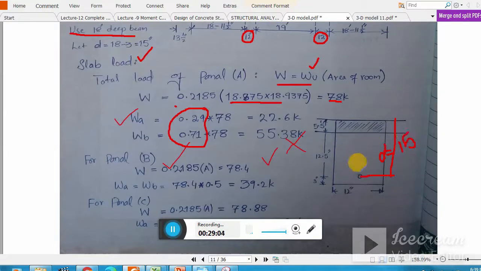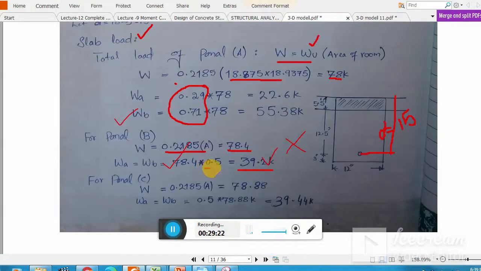Okay, 15 inch. Remember the overall is 18 inch. Now for panel B, you find out the total load, that is 78.4 kip, and as panel B is square, so that's why equal distribution of loading. Okay, equal coefficient 0.5, because in a square panel the load distribution is the same to the 4 sides.